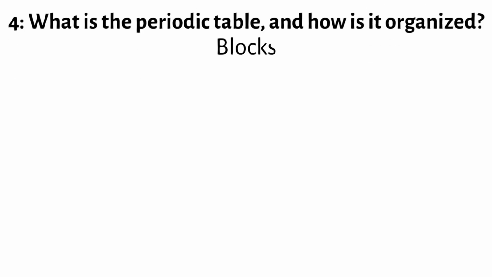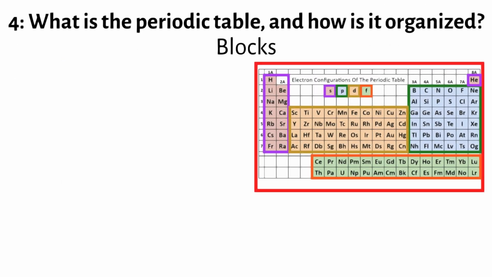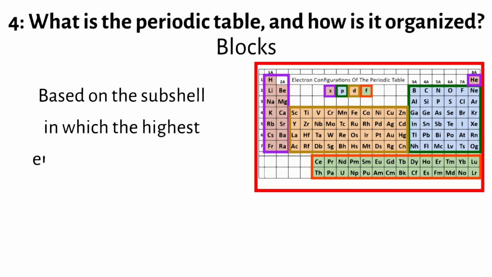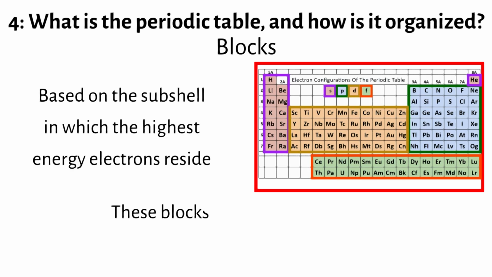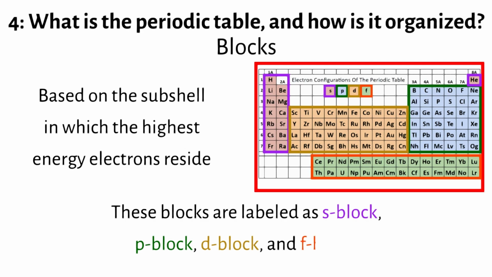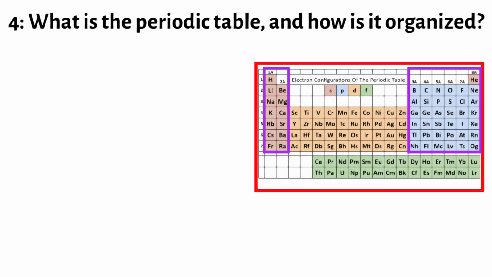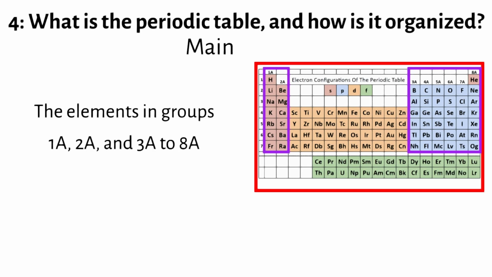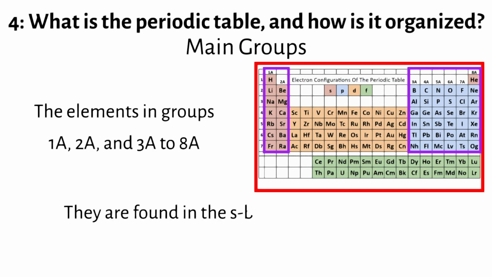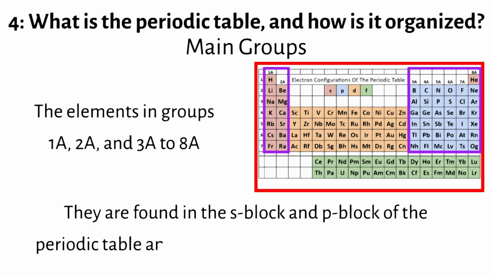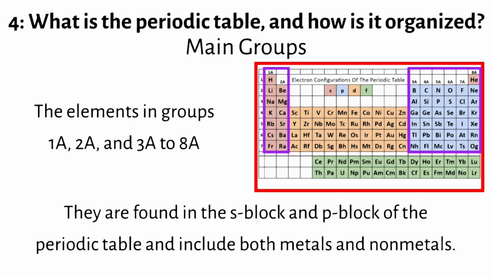The periodic table is further divided into blocks based on the subshell in which the highest energy electrons reside. These blocks are labeled as S block, P block, D block, and F block. The elements in groups 1A, 2A, and 3A to 8A are known as the main group elements. They are found in the S block and P block of the periodic table and include both metals and nonmetals.